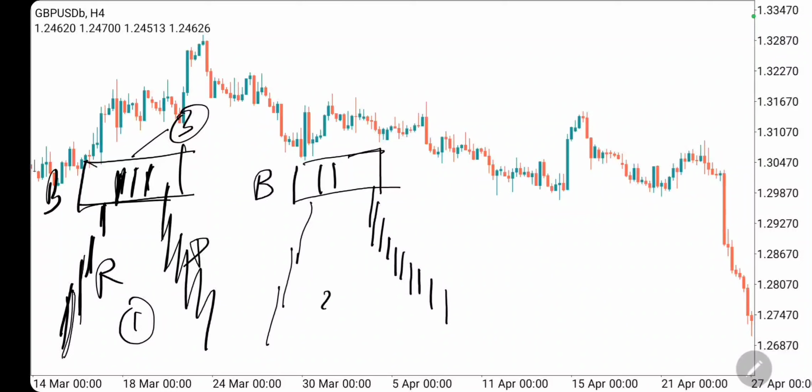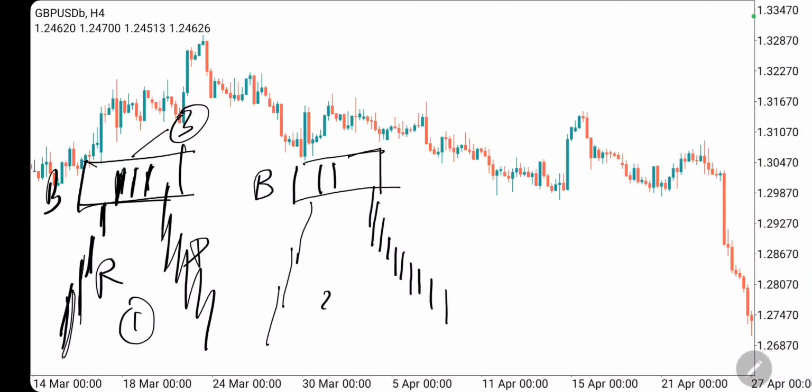So I'm sharing with you the criteria or the characteristics or the features of the best demand and supply zones. And I said you should trade the drop base rally demand zone and the rally base drop supply zone. They have a higher probability of success than the drop base drop supply zone and the rally base rally supply zone. So that's the first one.